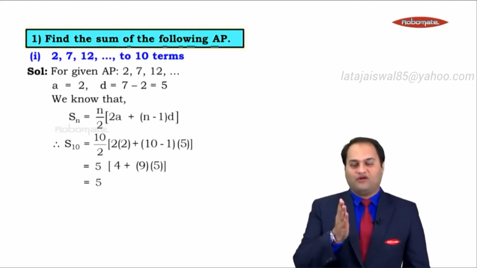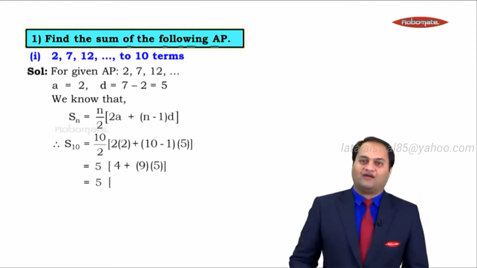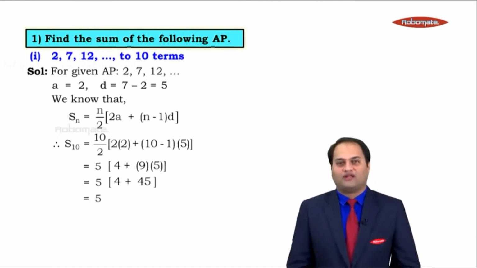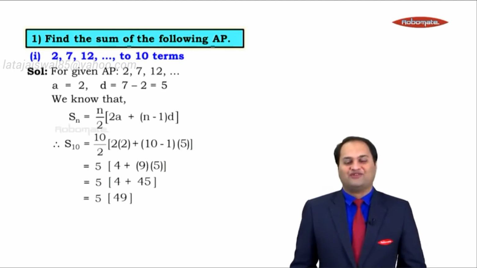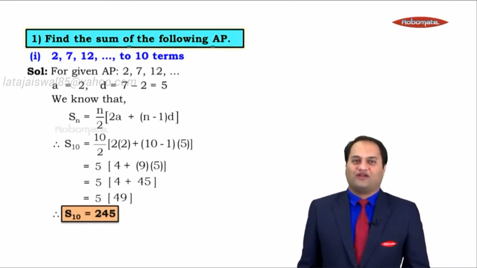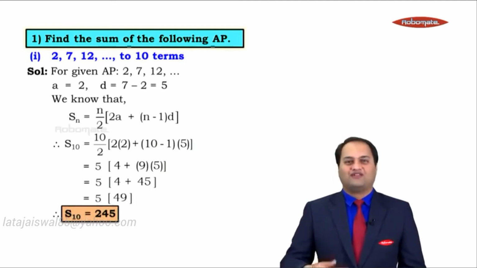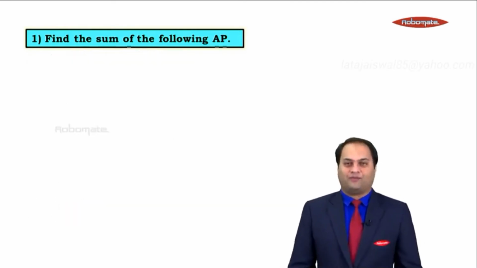BODMAS rule. The first thing we need to do is multiply and then add. So we get 4 plus 45. So we get it as 5 into 49. So we get it as 245. So S10 is equal to 245. Very, very simple, right? Let's go through a few more sums of the same type.